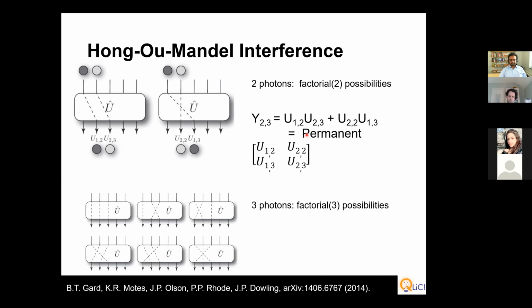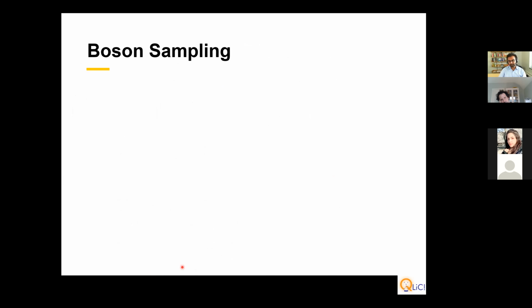Now, if I scale it up further, and instead of just having 2 photons, I add 3 photons, there are factorial 3 number of possibilities. And if I keep scaling this further, if I have n photons, there are factorial n number of possibilities. And we have to take the sum of all these n factorial possibilities to get the probability of the 3 photons, in this particular case, arriving at these three output ports.